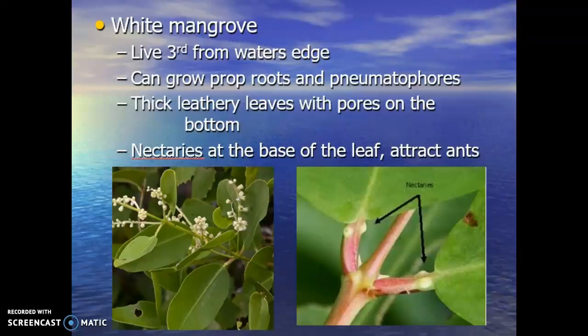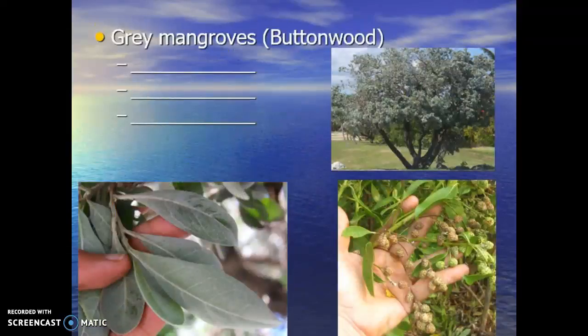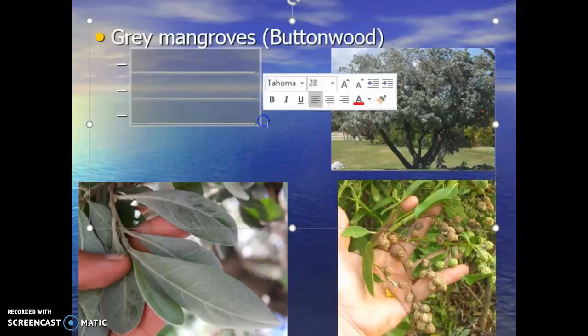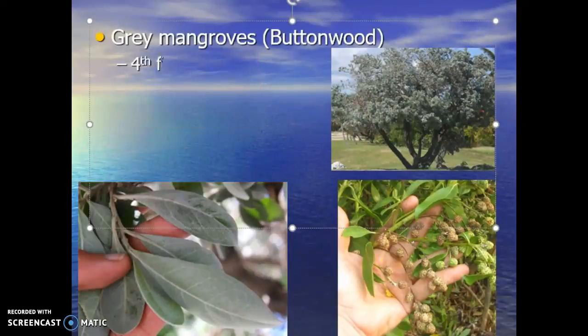Okay, so white mangroves are third in line from the shore. So red, black, white. The fourth mangrove, and some people argue these are not truly mangroves, others say yes they are, but the fourth is the gray mangroves. Some folks will refer to these as buttonwood trees. So either term will be completely interchangeable. When we look at them, they're the furthest inland, fourth from the shore. Red, black, white, and then gray, or buttonwood.